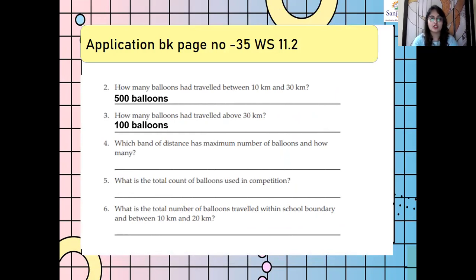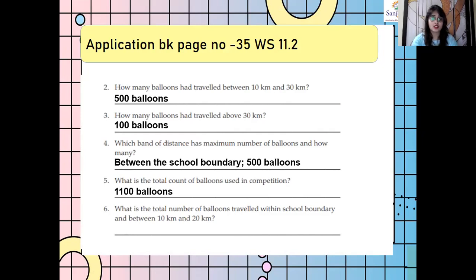Then, which band of distance has the maximum number of balloons and how many? So this band, within the school boundary, has the maximum number and it has 500 balloons. Okay. Now, what is the fifth question? What is the total count of balloons used in the competition? So you will add all the balloons, that is 1100 balloons. You will add all the numbers of balloons and you get the answer as 1100 balloons.